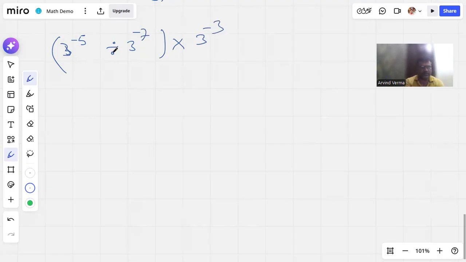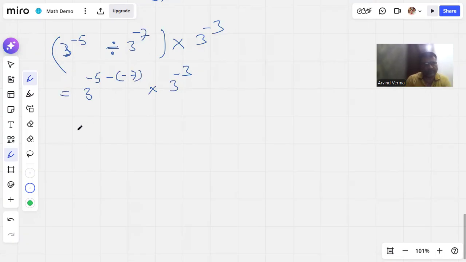Now, here division is there and bases are same, 3. Exponents are different, minus 5 and minus 7. So when bases are same and division is there, then we use subtraction of exponents. So base will be this, subtraction: minus 5 minus 7, into 3 raised to the power minus 3. Minus 5 is the exponent and minus 7 is the exponent here. Always, always, always, whenever there is a negative number, use brackets to avoid mistakes.